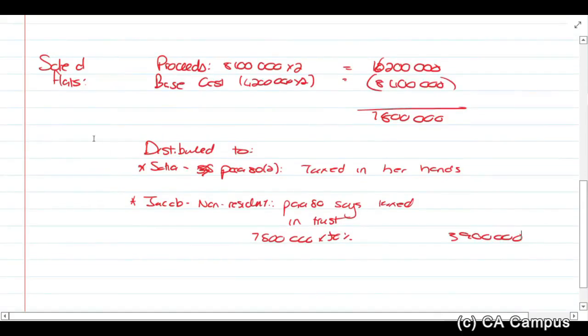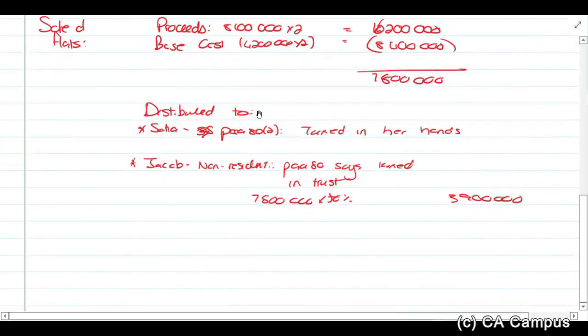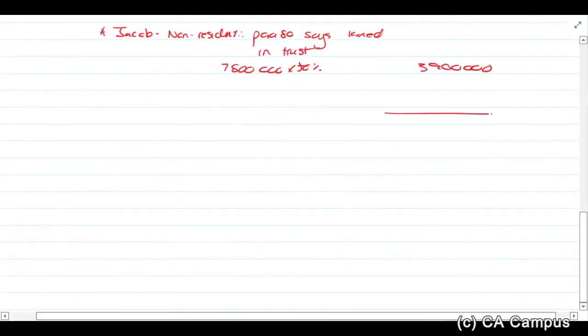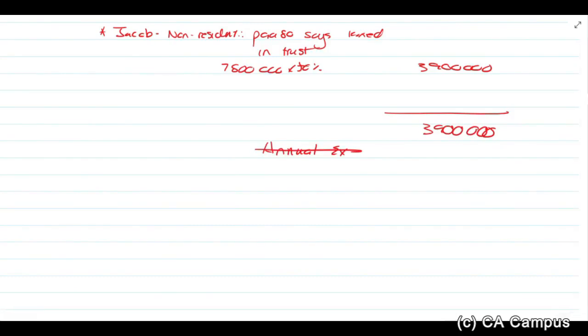Okay, there was nothing else for us in the trust at this point. So we add up everything in the CGT column, which is 3.9 million. Is there an annual exclusion? No, because it's a trust. Okay, so just reminding you.